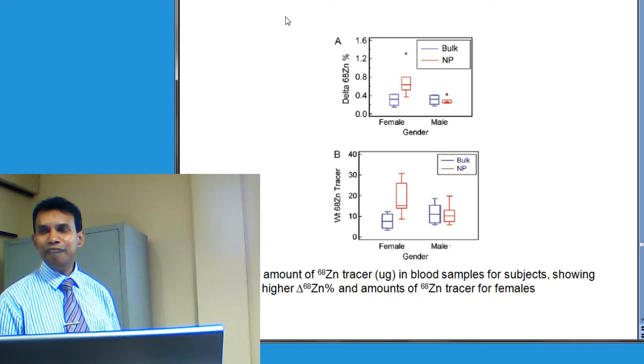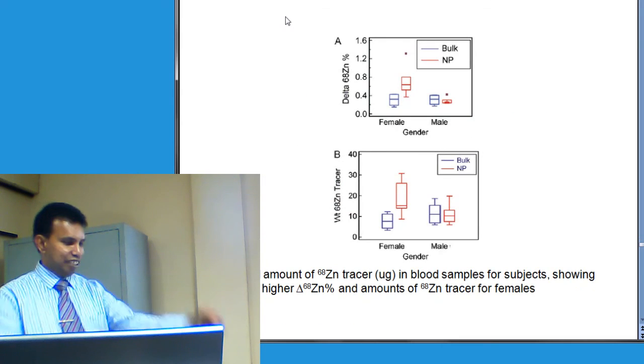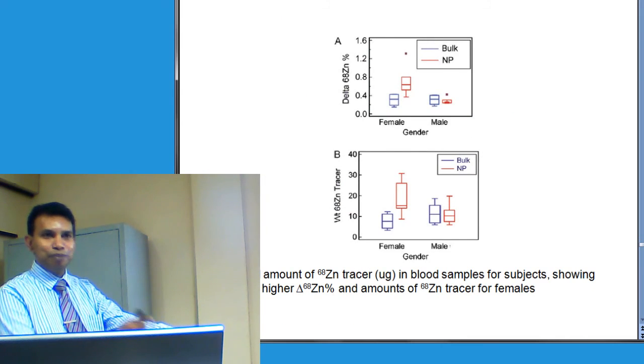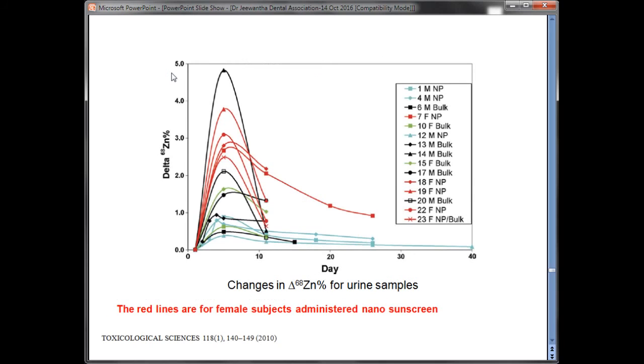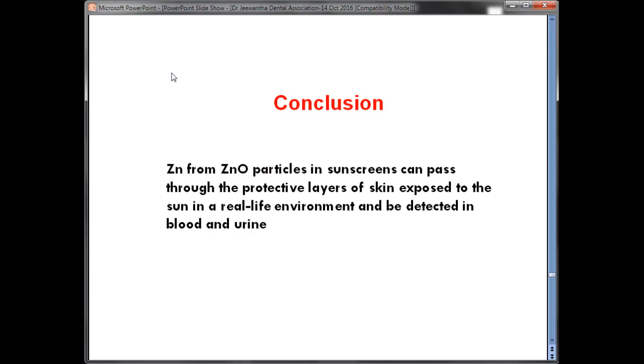That means nanoparticles can penetrate, because you know that they can penetrate through your skin. But still, that paper was in a top-class, high-impact journal. The red line is for females administered nano sunscreen cream, but still they concluded this way: zinc oxide particles in sunscreen can penetrate. They are not saying more.